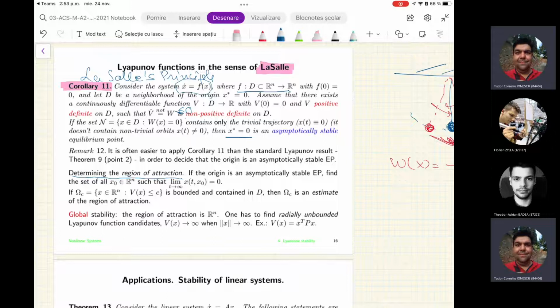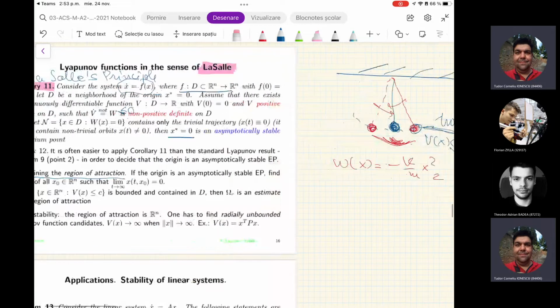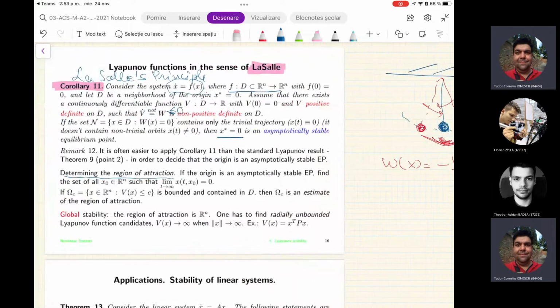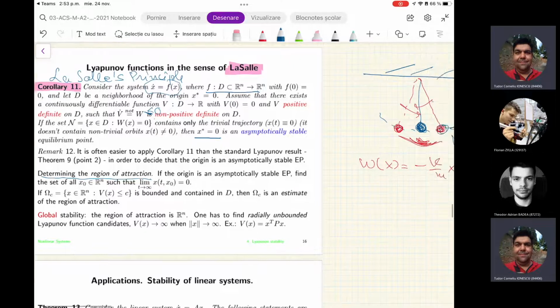Okay, let's carry on. So I was saying, the set where the energy is bounded, we can find the region of attraction. Okay, we estimate it because we don't know.